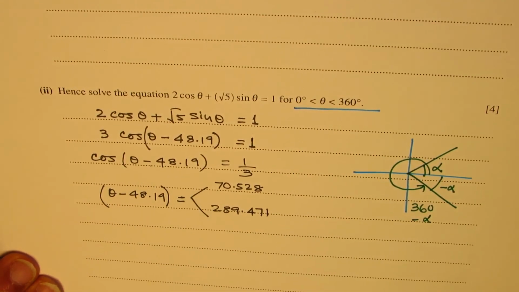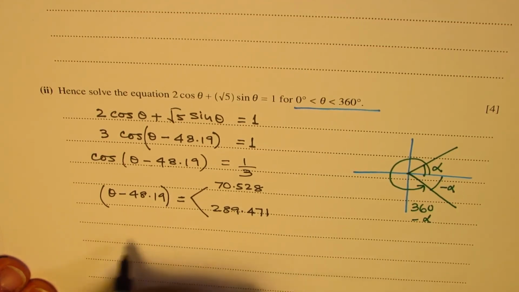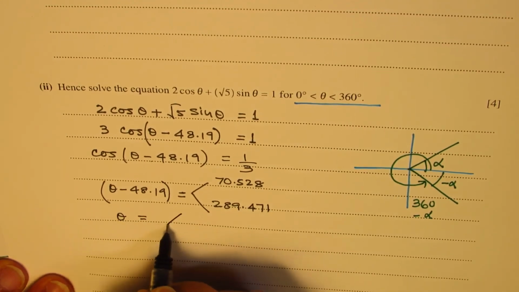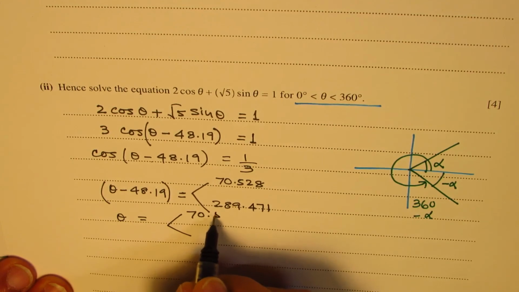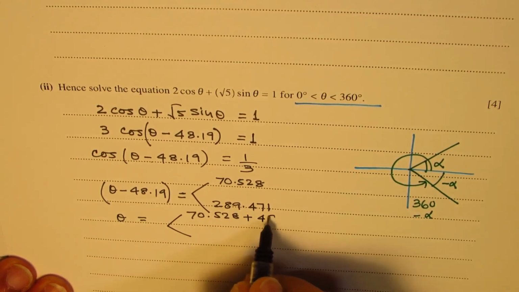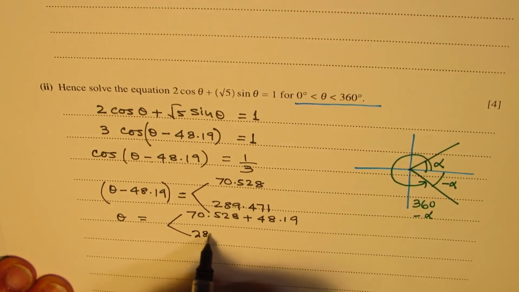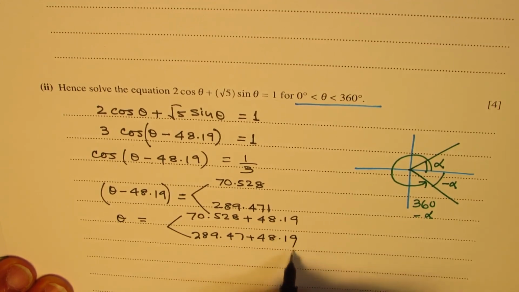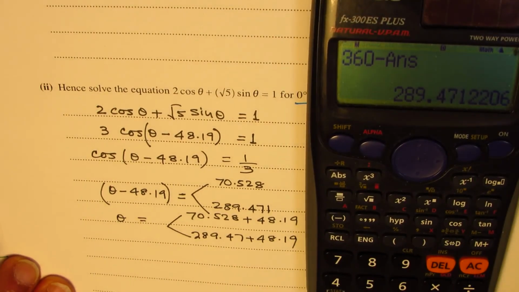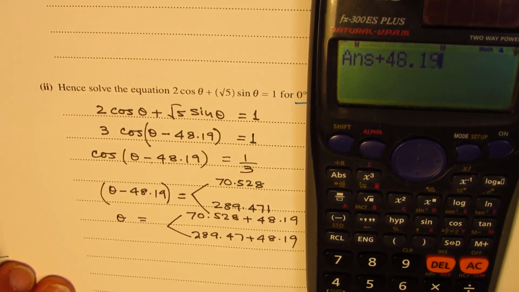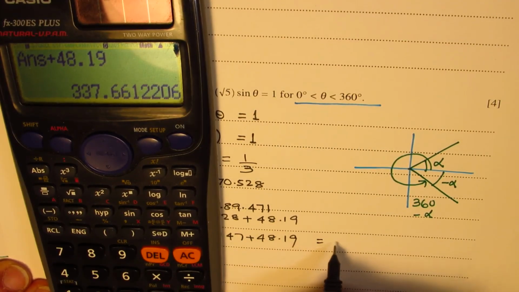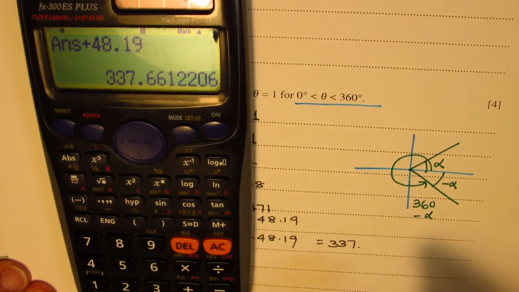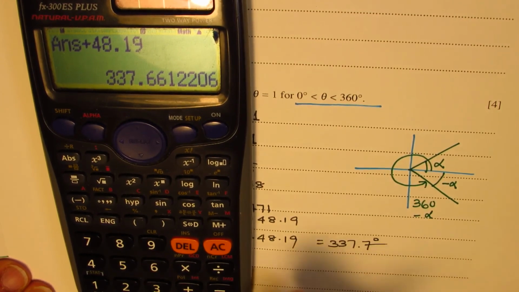That means we can write theta as equal to two answers: 70.528 plus 48.19, or 289.47 plus 48.19. So let's add these up. One answer, since they haven't specified the accuracy, we'll just go for one decimal place in degrees.